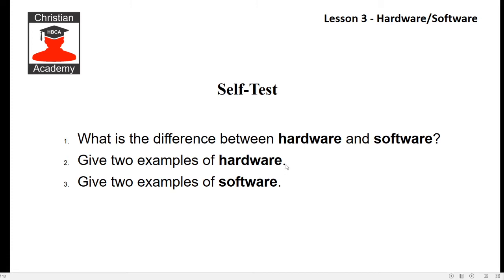So I mean, you can give your screen, you can give your mouse, your keyboard, and 2 examples of software. I mean, there you can use Microsoft Office, or you can use your operating system, Windows 10, or any other software for that matter. Even your antivirus software is software.